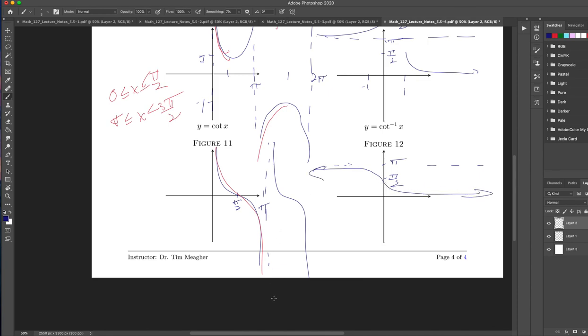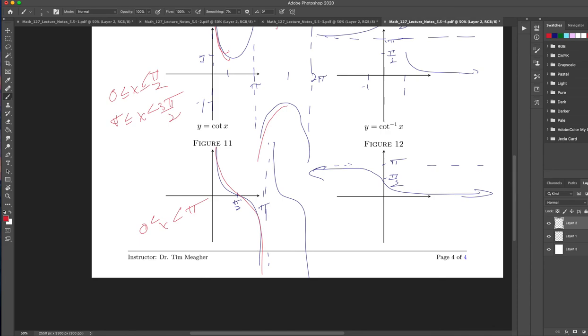Okay? And so here we're restricting our domain between 0 and pi. These are asymptotic, so we should leave those out.